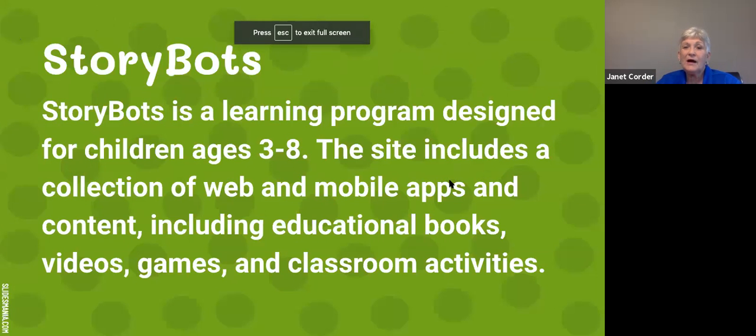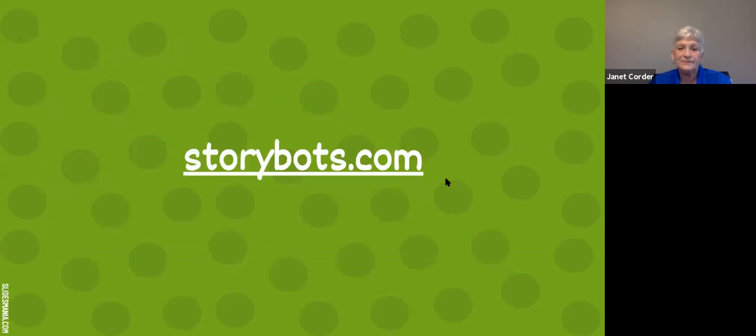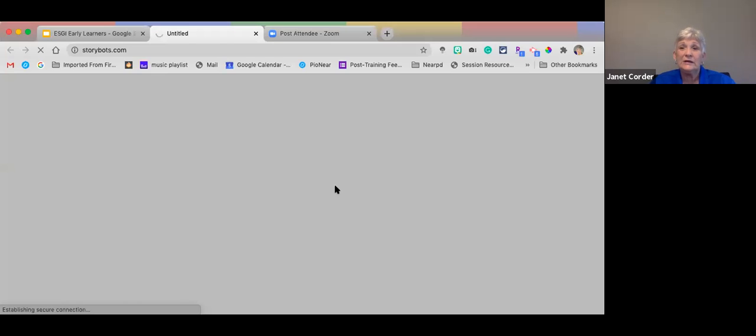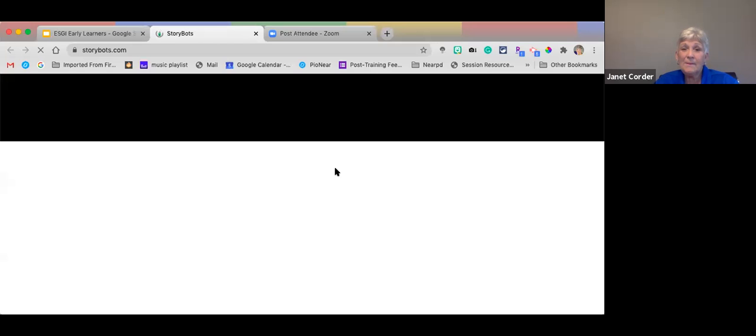Now, Storybots is a learning program that's designed for children ages 3 through 8. And it has a ton of web and mobile apps, content, educational books, videos, games, and classroom activities. So we're going to take a look at storybots.com.